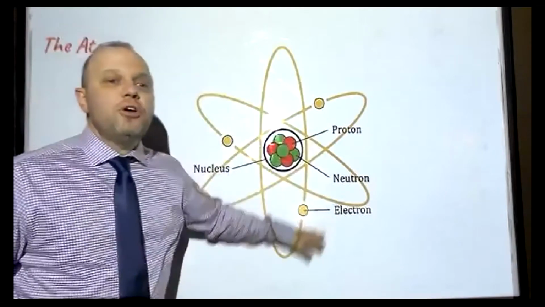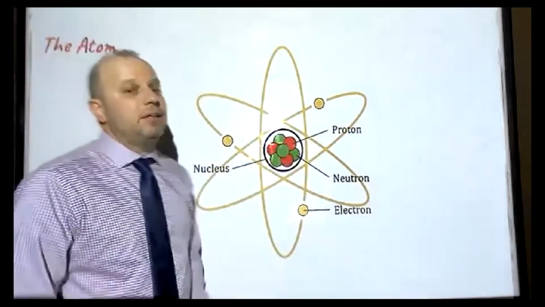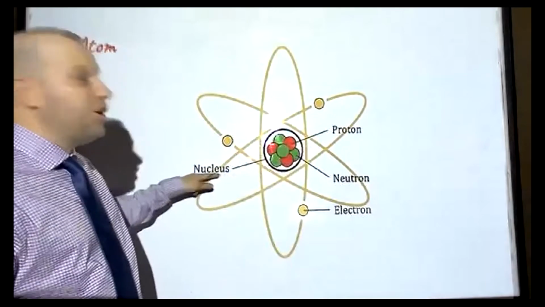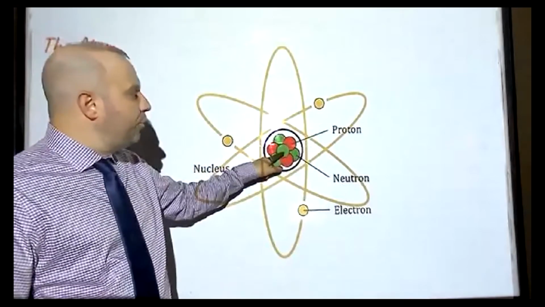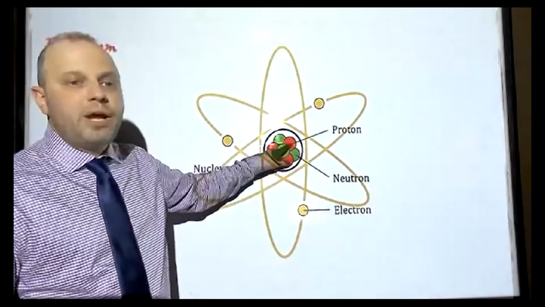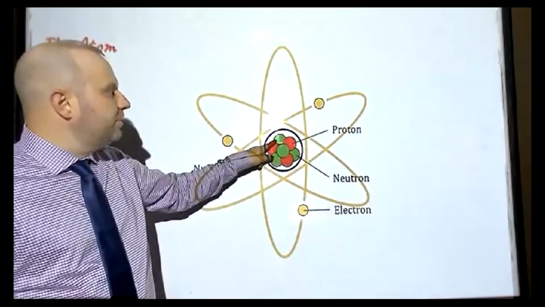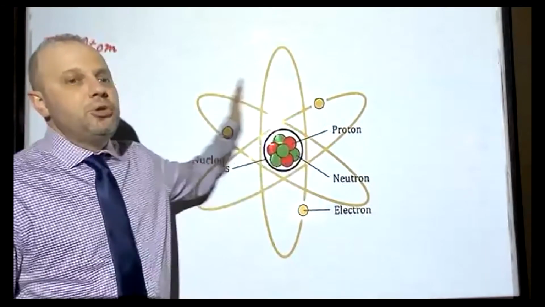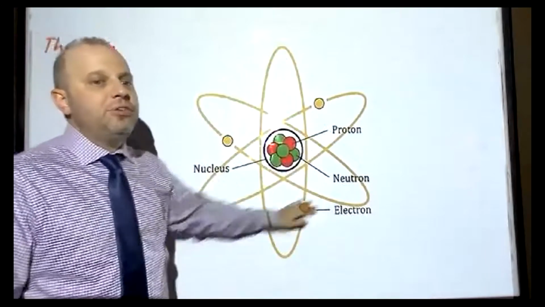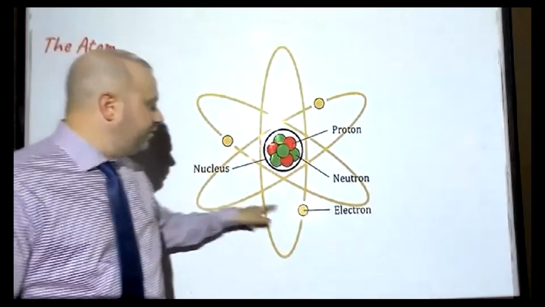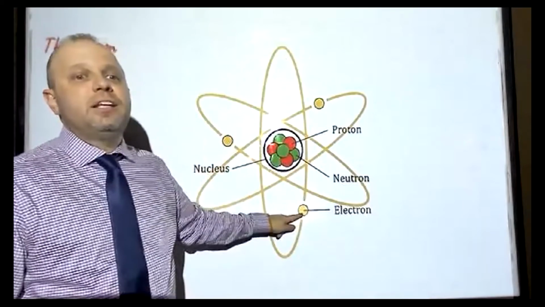So putting all of those pieces together, we get something like this. This is our atom. So in the center, which we call the nucleus, we have both protons, which are these red circles, and we have neutrons, which are the green circles. And then outside of the nucleus, all the way around here, we have our electrons, and those are these guys. These that are yellow are the electrons.